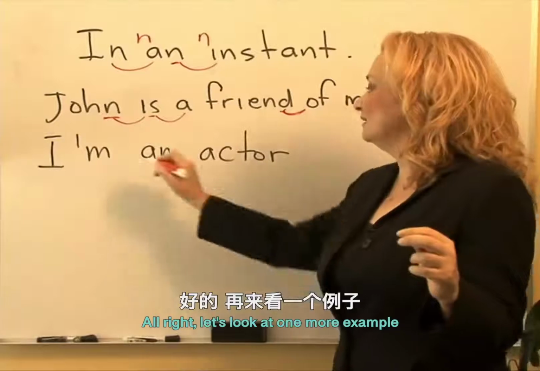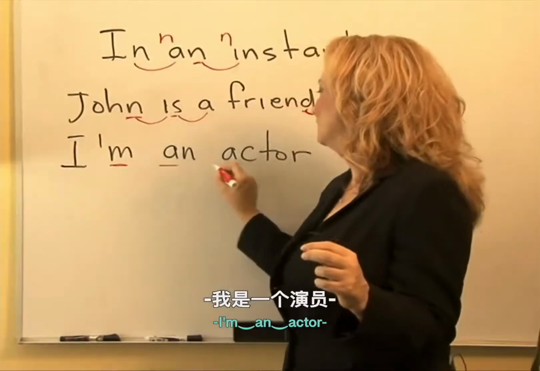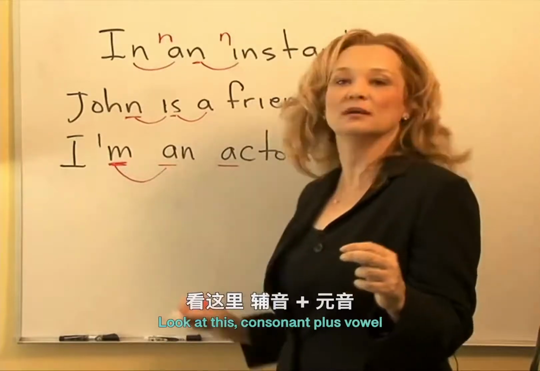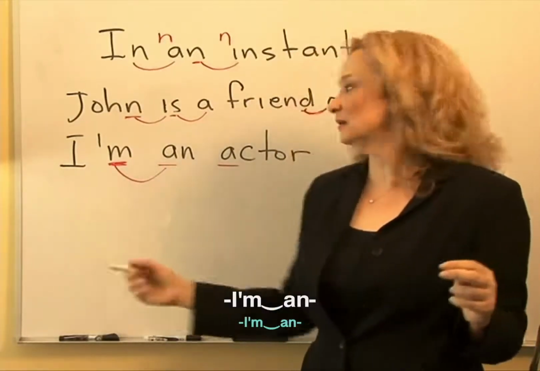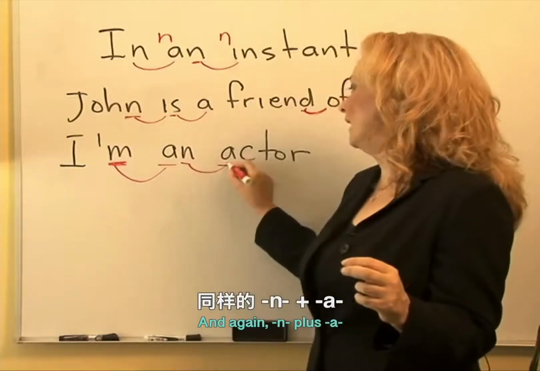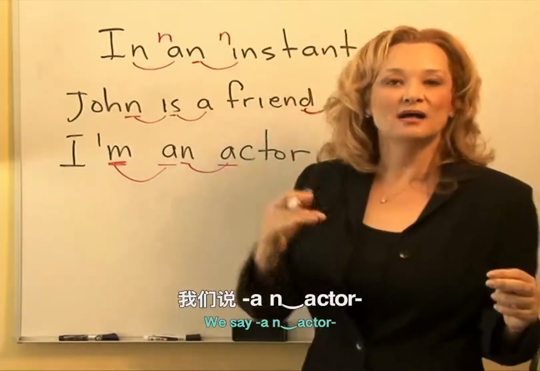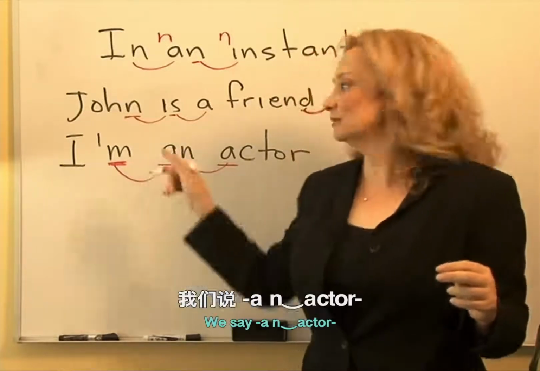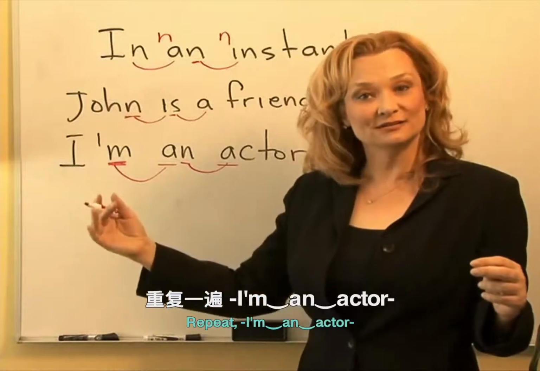All right, let's look at one more example. I'm an actor. Look at this, consonant plus vowel. So we say what? I'm an. And again, N plus A, we don't say an actor. We say an actor. Repeat. I'm an actor.